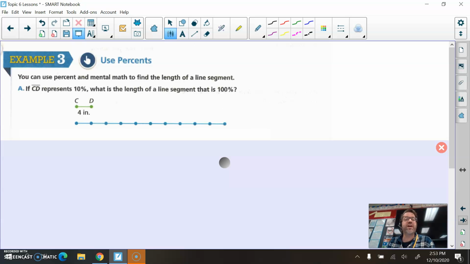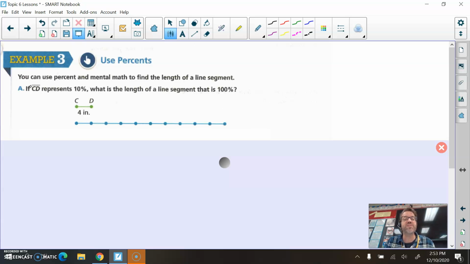You can use percent and you can use mental math to find the length of a line segment. If segment CD, you see that little bar over the top of CD? That's how you represent a line segment. Line segments are parts of lines. You'll notice there are no arrows at the end. It does not go forever in each direction. It starts at C, it ends at D. That's it. It's just a part of a line. So it's a line segment. We represent it like this with a bar over CD.